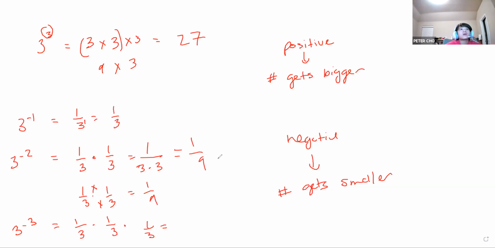1/27th. Yeah. So the reason why negatives work this way is because when we have a positive, we want to get bigger, right? And so the way to make something smaller is to put it on the bottom. And so that's why it is the way that it is.